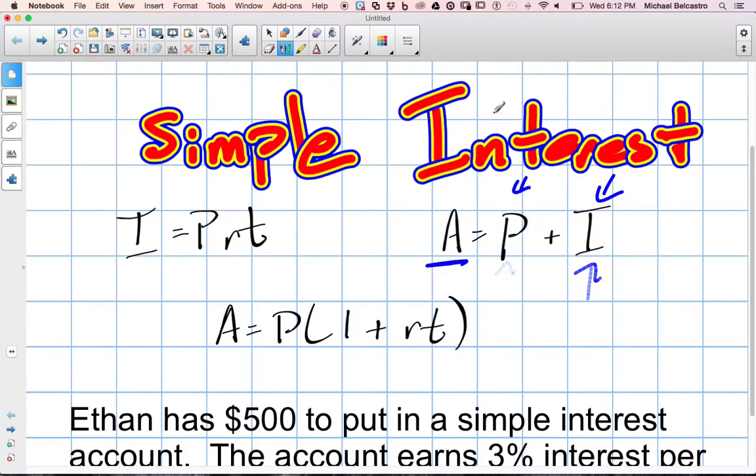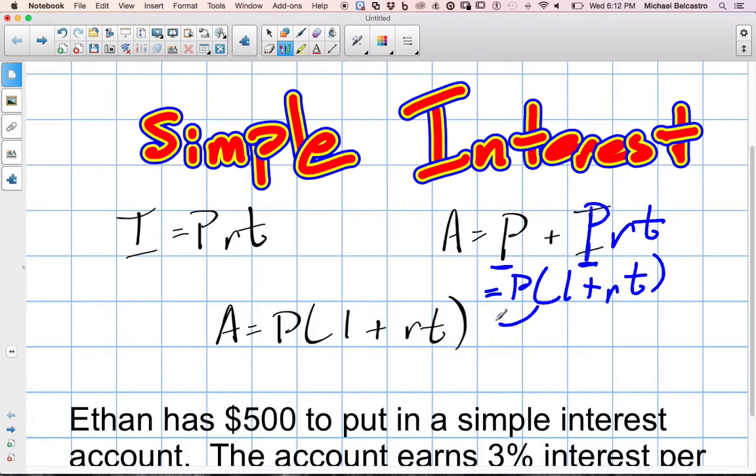Most banks use something called compound interest, not simple interest. So our formula here, I'll show you, is we've replaced I with PRT, and then we common factored out P, so you get P(1 + RT), and that's what this is down here. So it is this formula with everything involved in it.